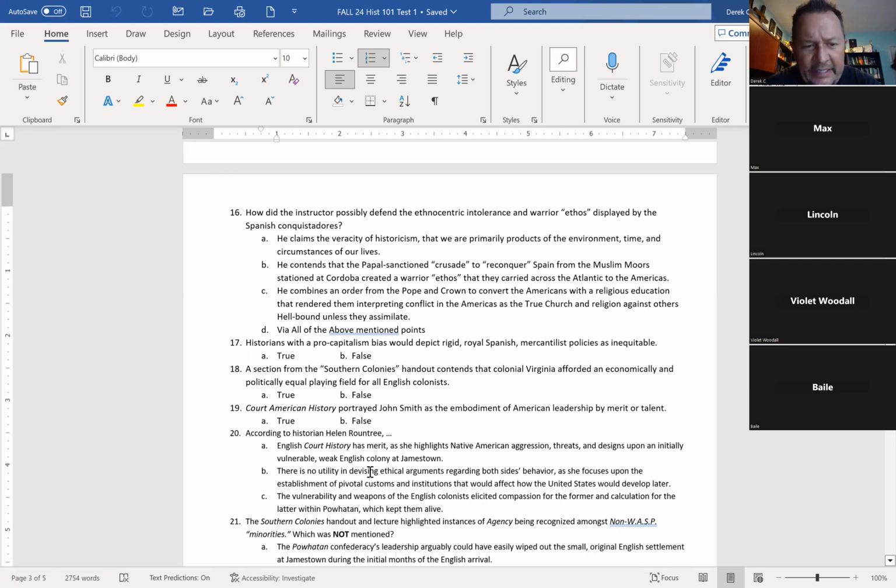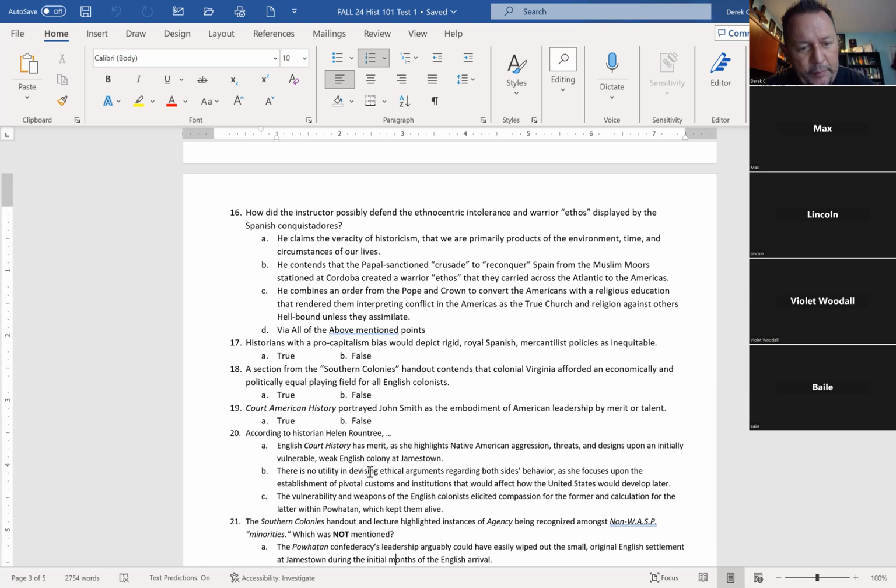All right, and so number 16, you should be able to glean from that number. Okay, so you have religious leaders telling you what to do, beliefs that Christ is the only way to heaven, accustomed to fighting holy wars with the Moors, etc. Then I'm going to go down to number 18, if you don't mind. A section from the Southern Colonies handout contends that colonial Virginia afforded an economically and politically equal playing field for all English colonists. No, I don't go that far. So remember, it's called capitalism for better and for worse. Now, supposedly there was an increasing degree and number of opportunities for the poor during the early modern era of like the 1600s and coming here, but the rich still had a huge advantage.